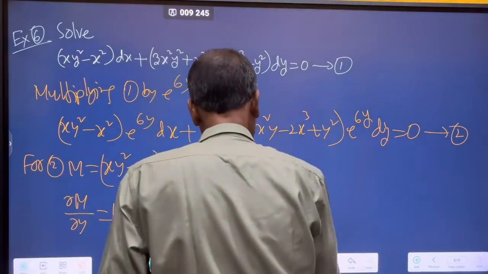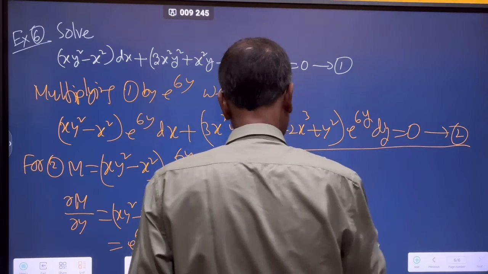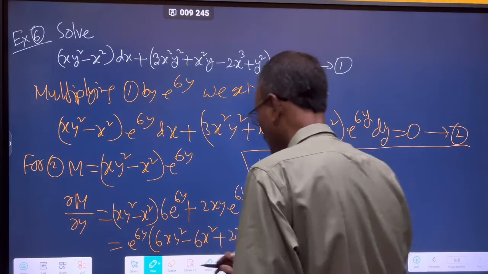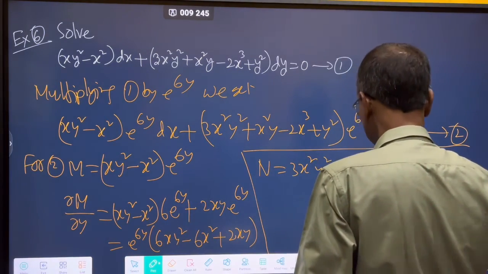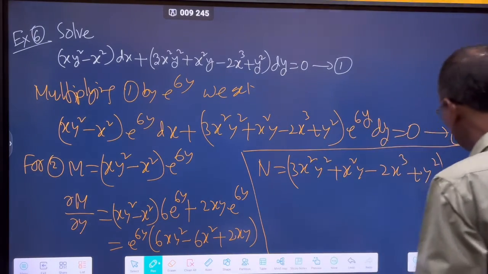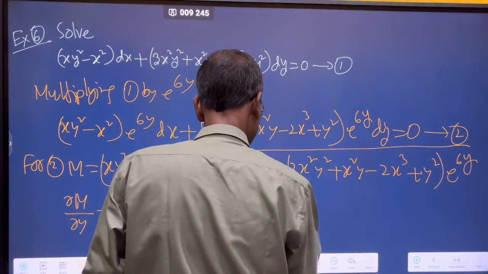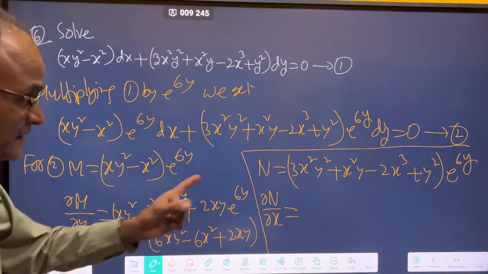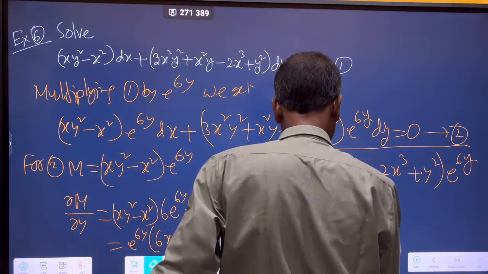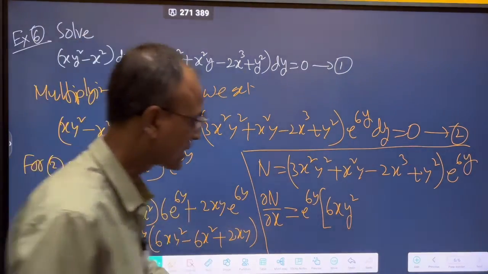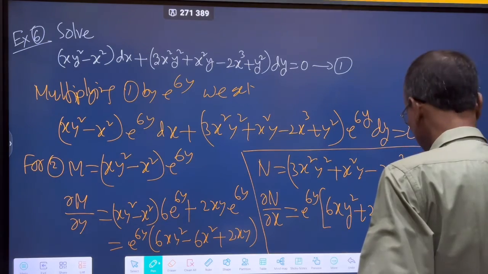Now del N by del x. N equals (3x²y² + x²y − 2x³ + y²) e^(6y). With y as constant and e^(6y) common, differentiating with respect to x gives 6xy² + 2xy − 6x².